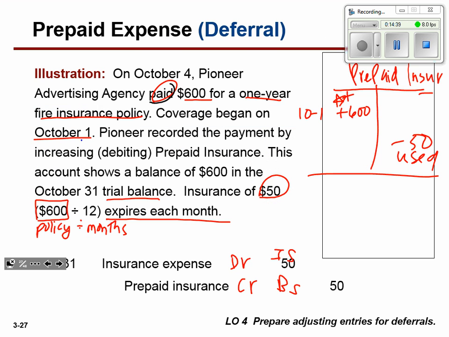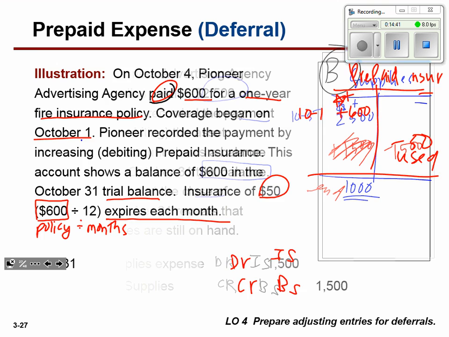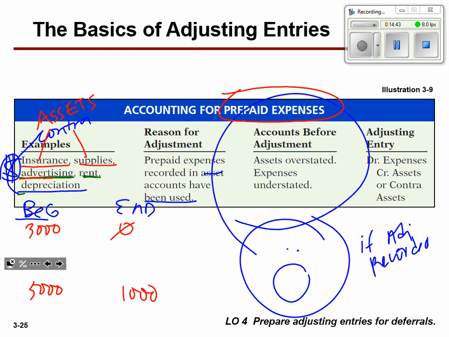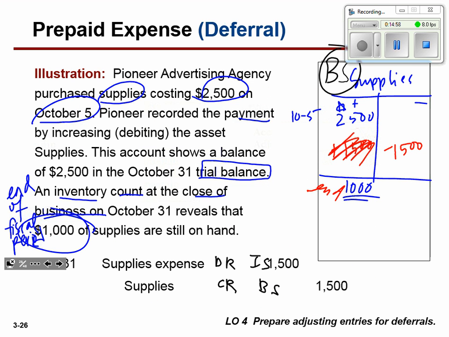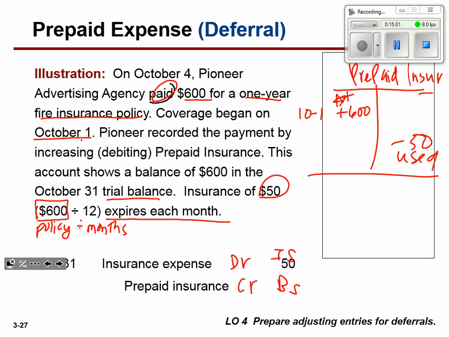Okay. I want to stop and ask, what questions do you have? We're only half done with today. Remember, there are two types of transactions that are adjusted. Expenses, which we just talked about, or revenue. Before I move on to revenue, what are you wondering?